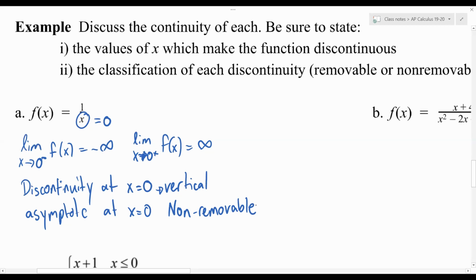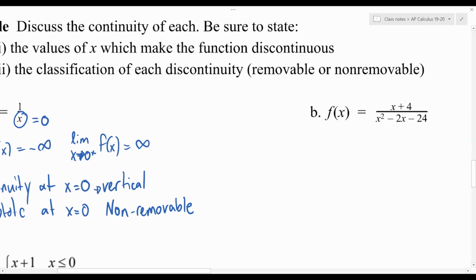Let's look at another example. Here we have f of x equals x plus 4 over x squared minus 2x minus 24. We have to find where this function could be discontinuous. To do that, we set our denominator equal to 0: x squared minus 2x minus 24 equals 0.